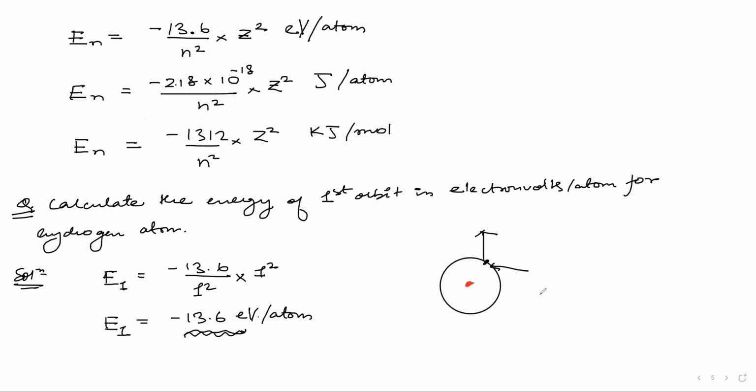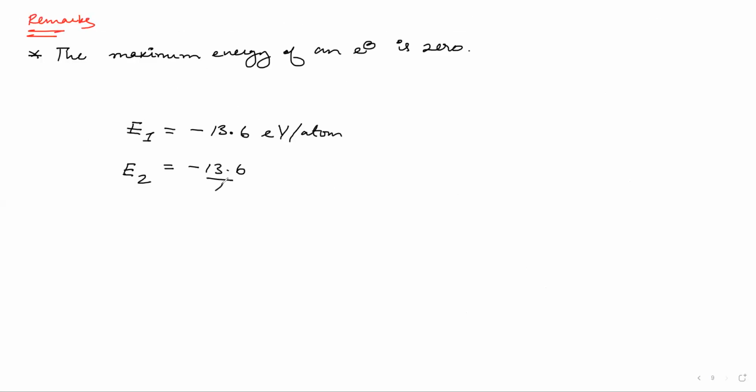So if I put 2 here, this will be equal to 4 electron volt per atom. Now tell me, this is the first and this is the second. Which is higher, 1 or 2? I mean the whole number, including the negative sign. Sir, 2. 2 is higher. Now that means I can say E1 is less than E2, E3, E4.